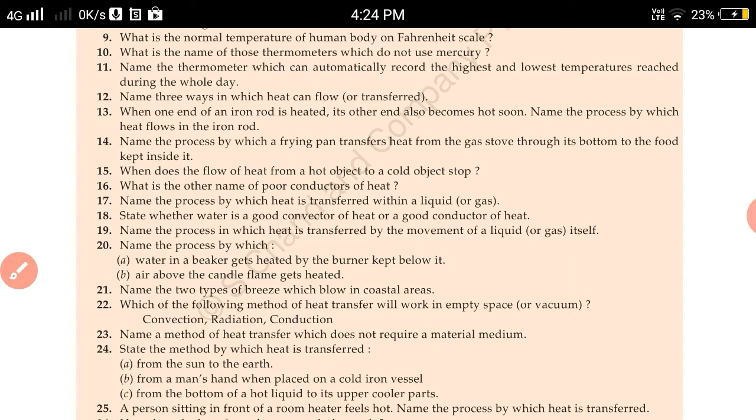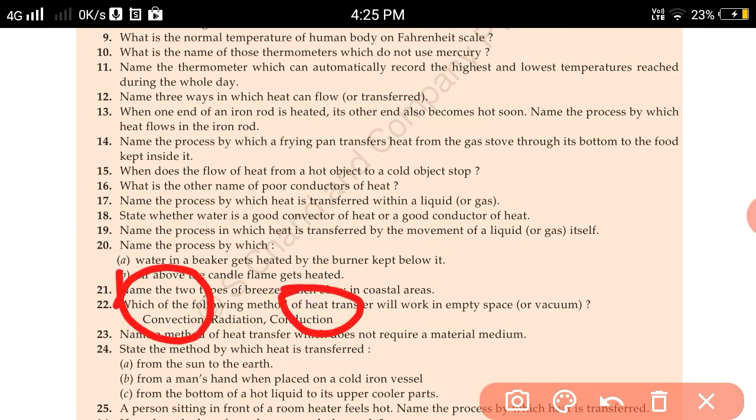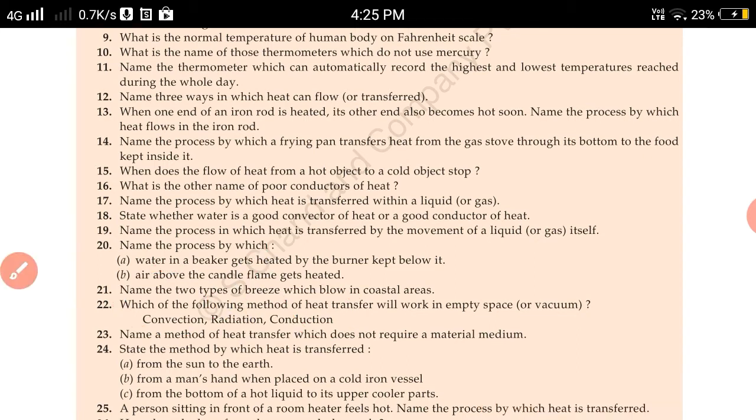Which of the following methods of heat transfer will work in empty space? That is only and only radiation. As we know, convection and conduction both need a medium, but radiation does not need any medium. It can occur in vacuum also. Name the method of heat transfer which does not require a material medium.